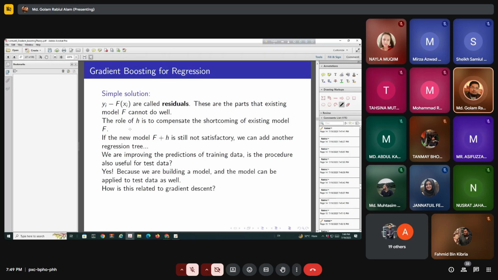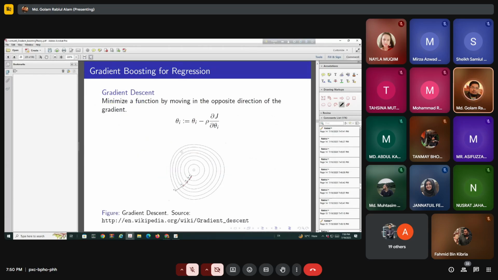I think we have already discussed this one. This is actually the residual. Now, how is it related to our gradient descent?